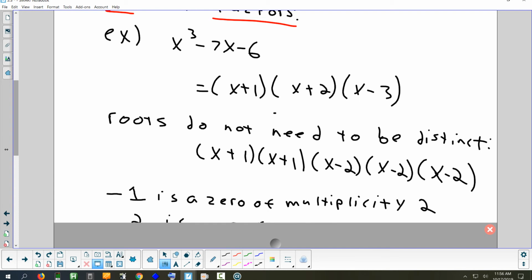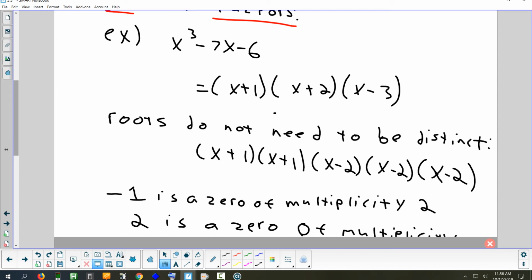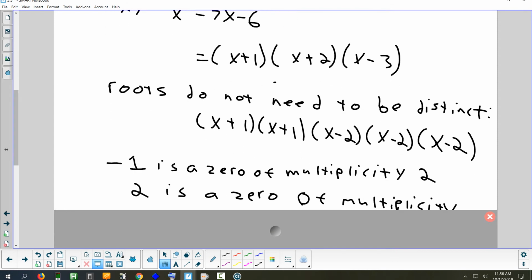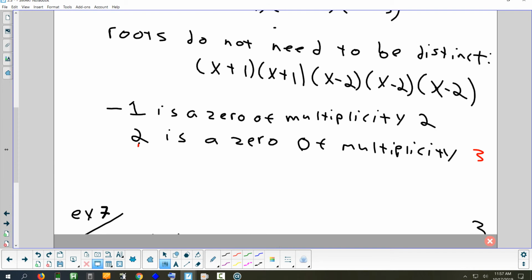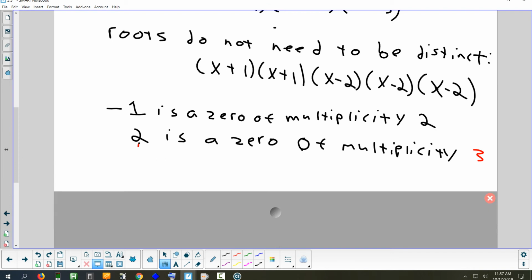And the fancy word for that is multiplicity. We say that -1 occurs with a multiplicity of 2. 2 occurs with a multiplicity of 3. It just means you get the same answer, this answer, 3 times. So that's 3.5. Any questions on that?